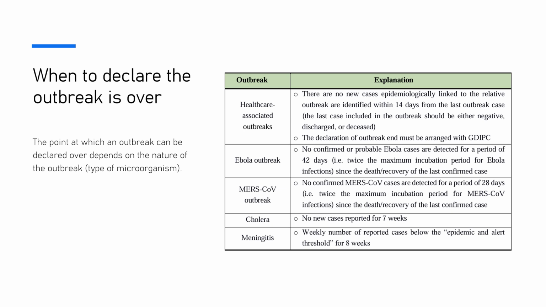We have other examples. For Ebola, it's after 42 days. For a MERS-CoV outbreak, the period is 28 days. For cholera, we have 7 weeks. For meningitis, we have a weekly number of reported cases below the epidemic and alert thresholds for 8 weeks.